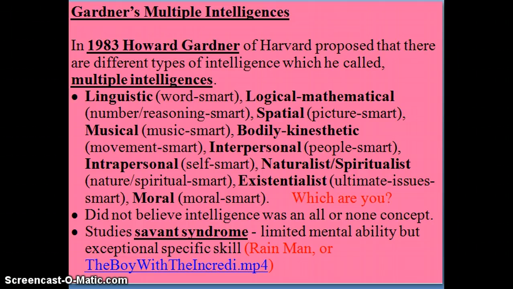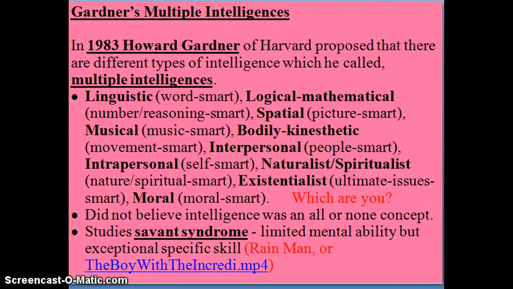He says that these multiple intelligences are linguistic, word smart; logical or mathematical thinkers, number or reasoning smart; spatial thinkers, picture smart people; people who are musically smart; bodily kinesthetic or movement smart. Often you'll see dancers or athletes being that kind of smart. Interpersonal smart, relationships. Intrapersonal smart, knowing yourself. Naturalist or spiritualist smart, and existentialist smart, like what's the meaning of life and why are we here. And moral smart, what's right, what's wrong. And again, you can pause me, go to Blackboard and take the assessment there.